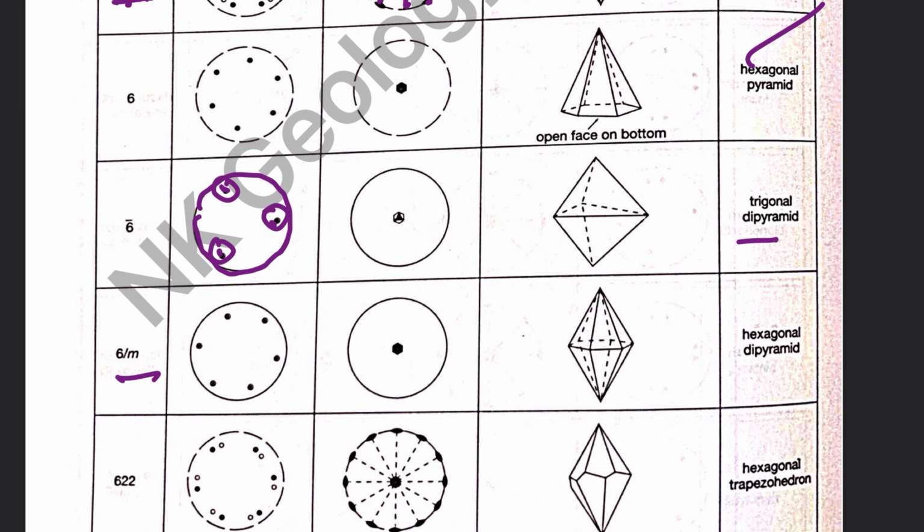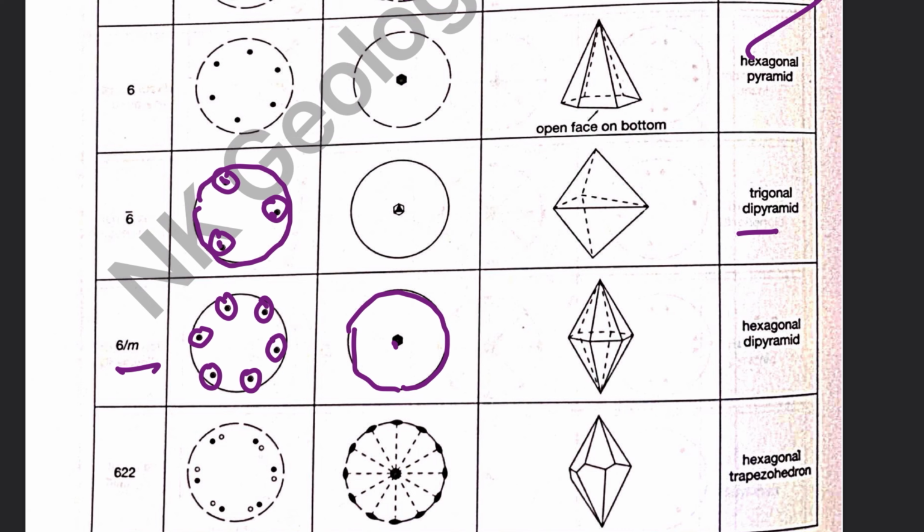Then 6/m, 6 faces on the top, 6 faces on the bottom, and we have this type of faces. We have a 6/m, 6 on the top, 6 on the bottom, they are mirror image of each other, that's why we have 6/m like this, one axis of 6-fold, horizontal plane of symmetry is there, that's why this is solid.